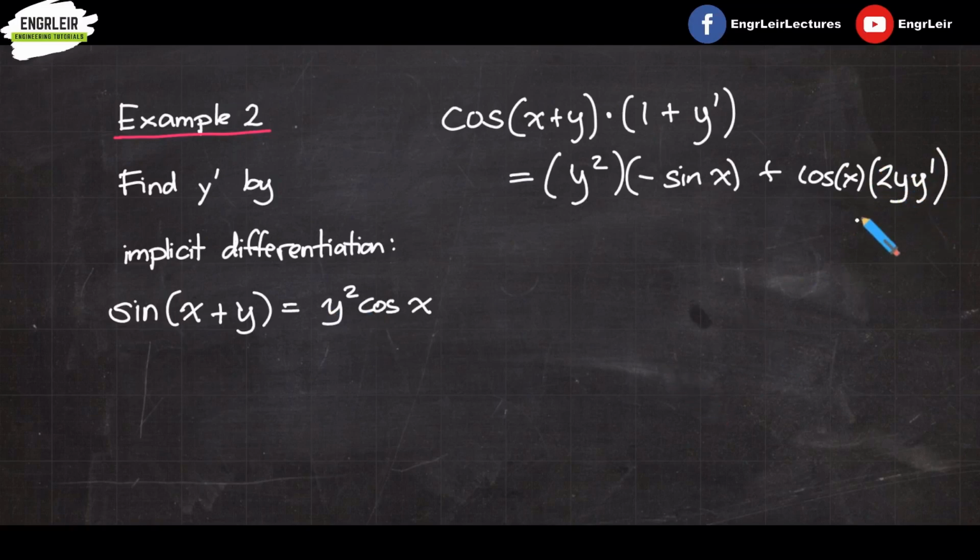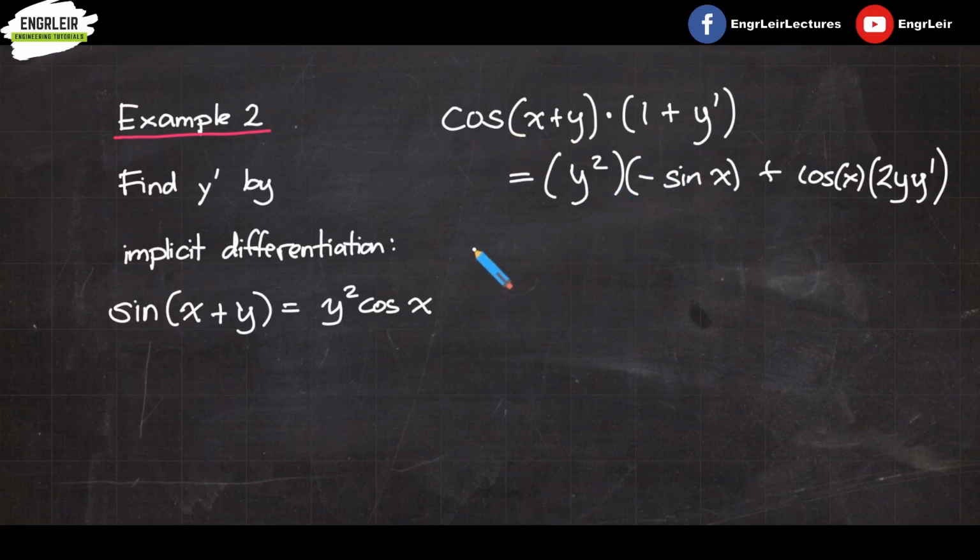Okay? So, why 2y y prime? Because you will chain rule this. Again, y is a function of x. So, 2y and then the derivative of y. So, what I will do is distribute and then gather everything with y prime.